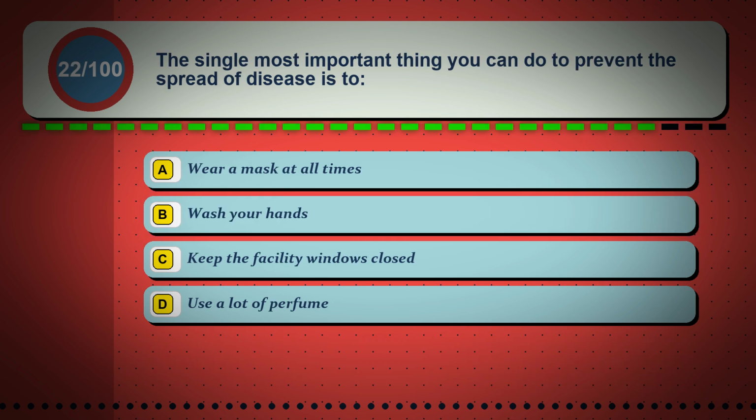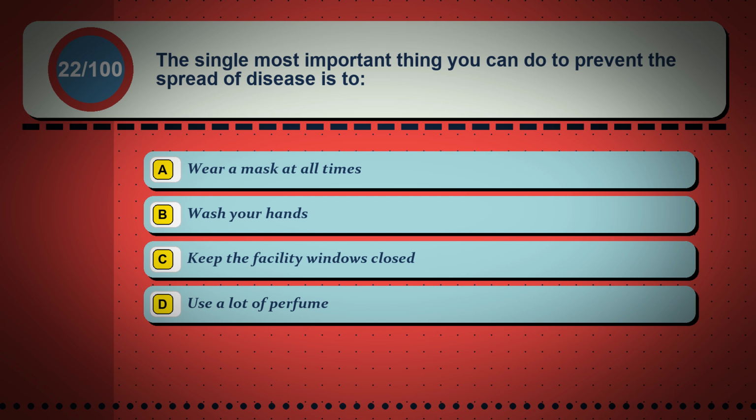Question 22. The single most important thing you can do to prevent the spread of disease is to: Option A, wear a mask at all times. Option B, wash your hands. Option C, keep the facility windows closed. Option D, use a lot of perfume.